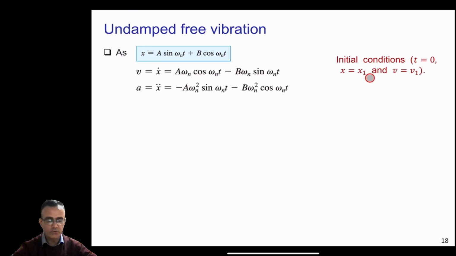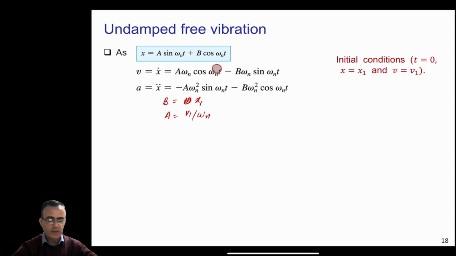So now these are the equations and these are the initial conditions. We want to put the initial conditions in these equations and calculate a and b. If you put the first initial condition, that t is equal to 0, x is equal to x1, you get b equal to x1. And if you put the second initial condition, that t is equal to 0, v is equal to v1, then a becomes equal to v1 divided by omega n.